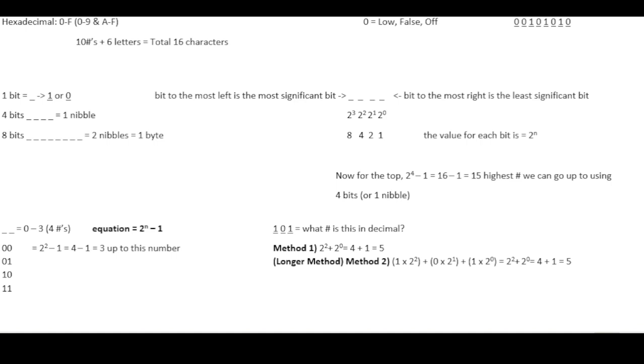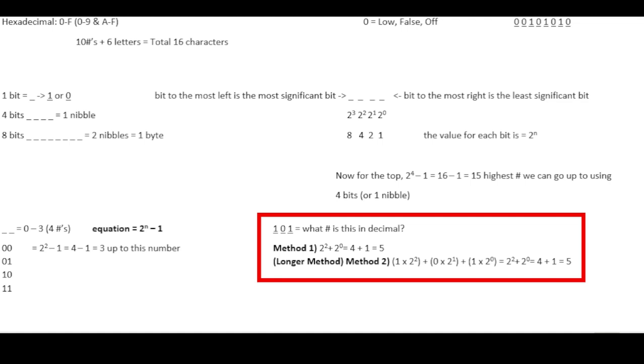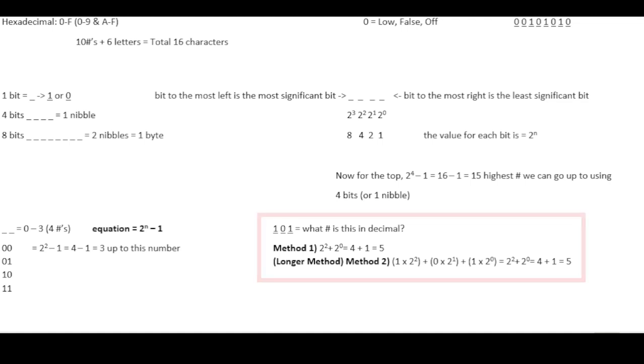Now we move on to the right, and you have 1, 0, 1. What number is this in decimal?